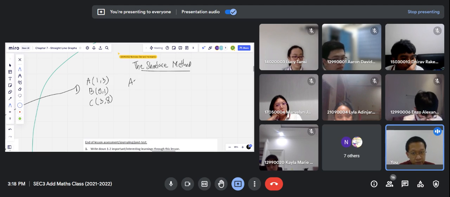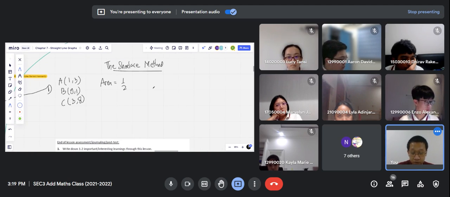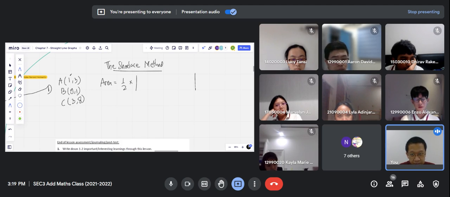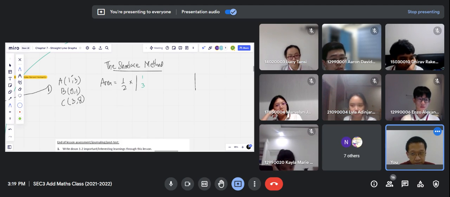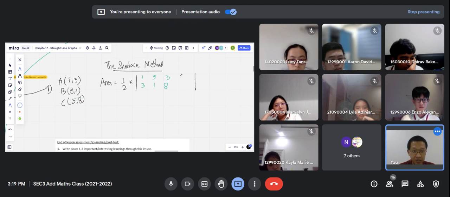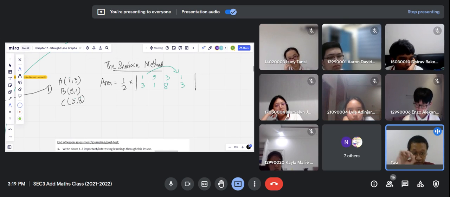So the way we put it is this way: area is half a triangle, right? So half times, we put it this way. You just basically put it in order. So 1, 3, and then 9, 1, 3, 8, and then you repeat. You go back to 1, 3. So you repeat this. So this is how technically we use it.